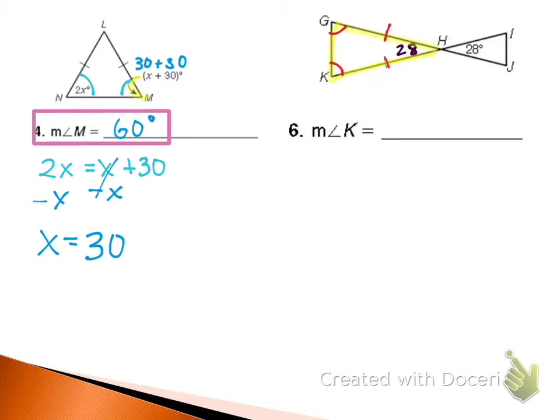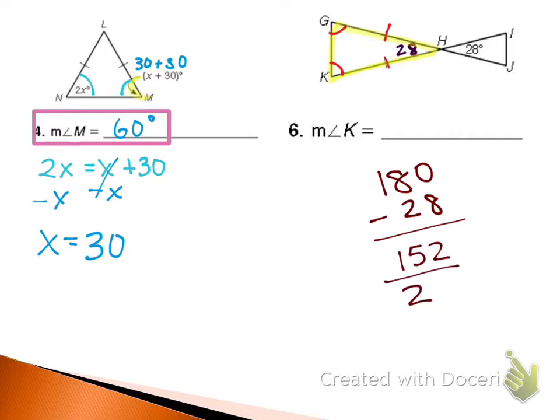So what do I do to find angle G and angle K? Subtract 28 from 180 and then divide by 2. Correct. So subtract 28, figure out how many degrees we have left to split. We'll have 152 left to split evenly between G and K, which means each of those angles equals 76. So the measure of angle K is 76 degrees.